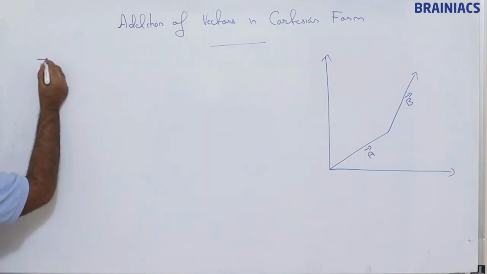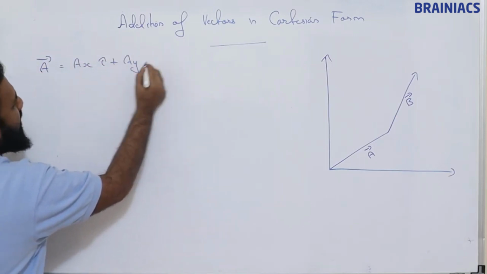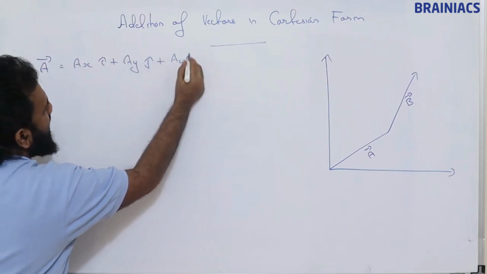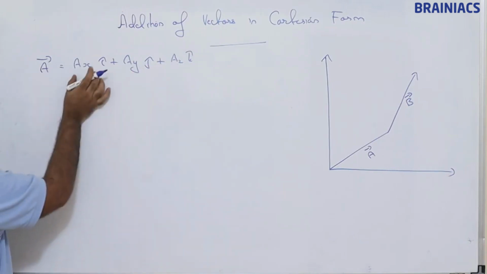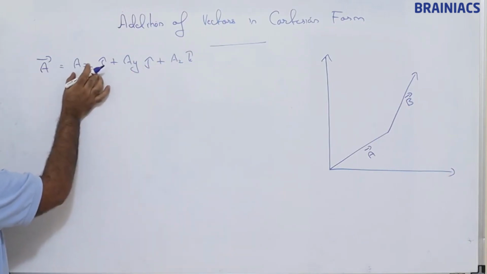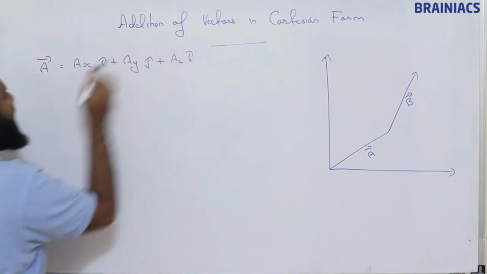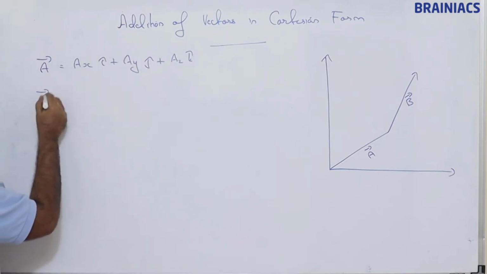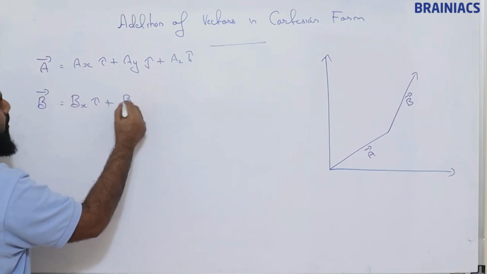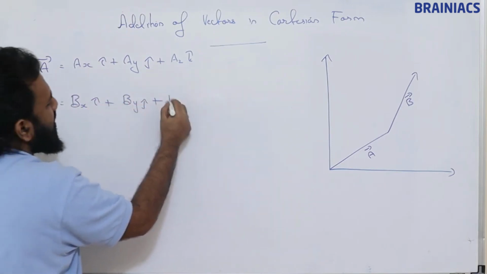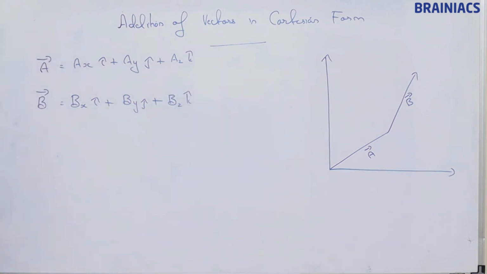Suppose vector A is axi plus ayj plus azk. The x, y, z are subscripts, just to show that this is the magnitude in the i direction, this is the magnitude in the j direction, this is the magnitude in the k direction. Same way, vector B is bxi plus byj plus bzk. These are the three vectors.